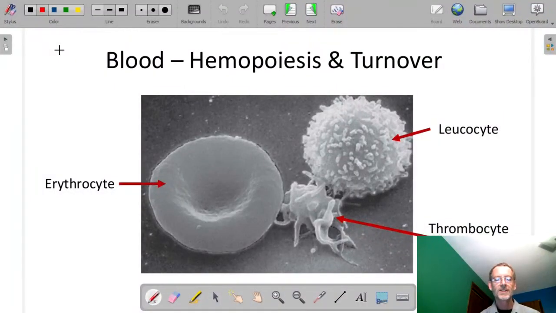Hi, Mr. Sheehan here, and in this series of slides we're still on blood, and these slides will be on hemopoiesis and turnover, primarily of red blood cells. So the opening slide just shows an erythrocyte, red blood cell, white blood cell, and a platelet.